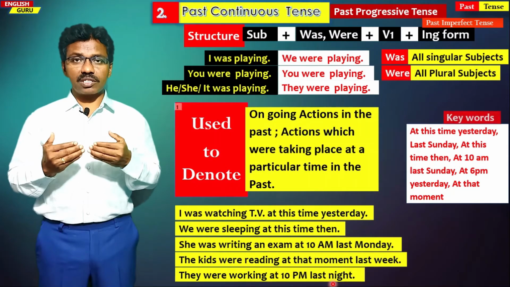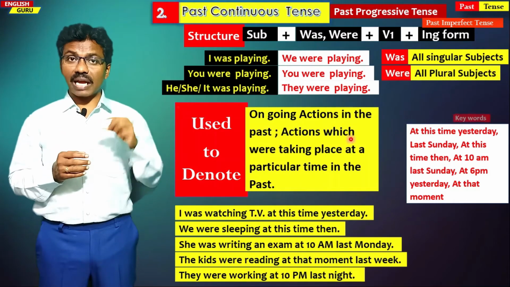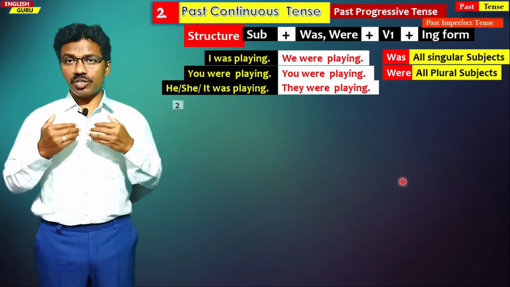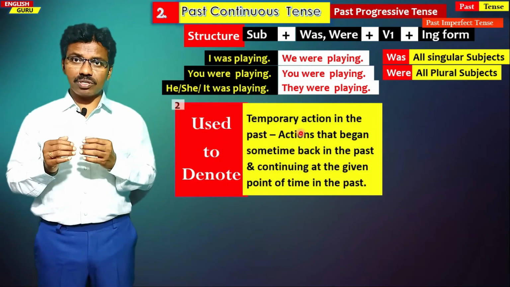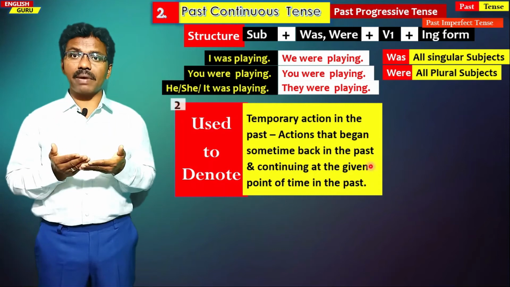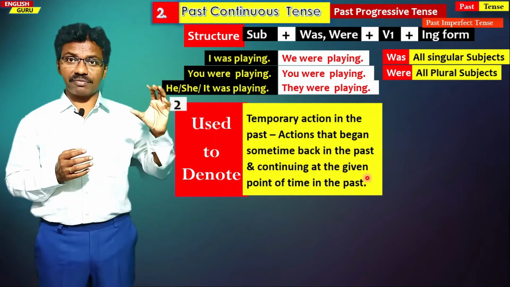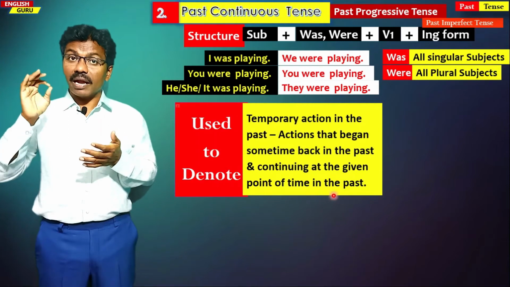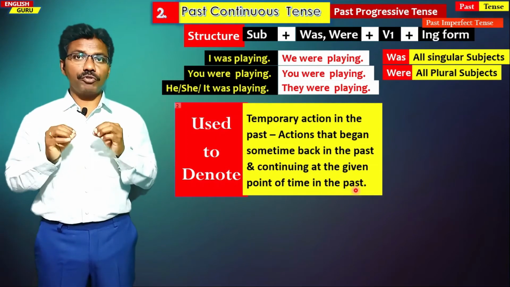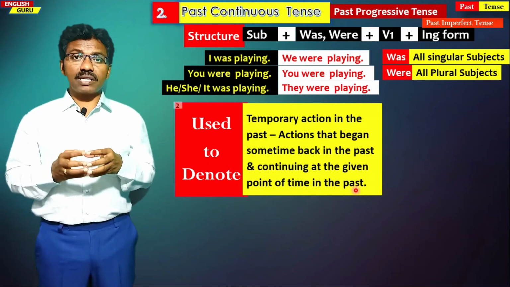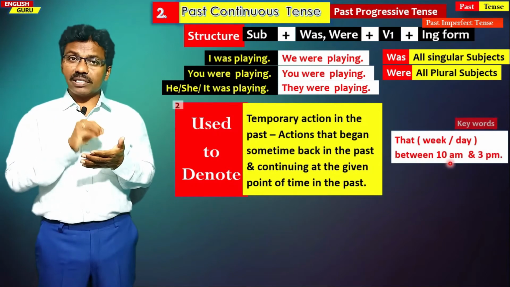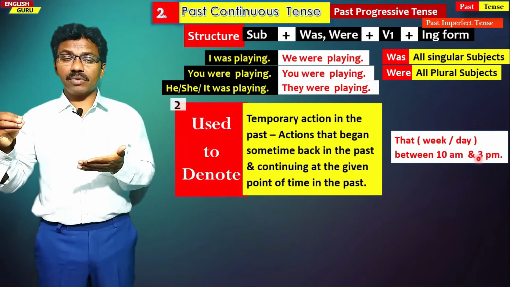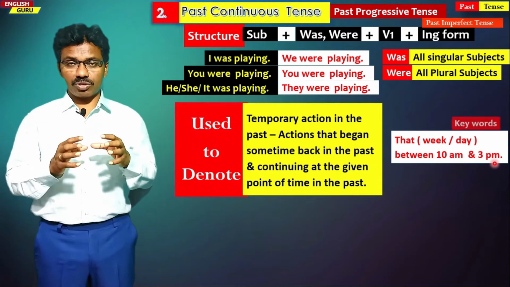So past continuous tense is used to talk about all these kind of activities which were happening sometime in the past. And there is one more use of past continuous tense. So past continuous tense is used to talk about temporary actions in the past and actions that began sometime back in the past and continuing at the given point of time in the past. So they began at some time in the past and continued up to some time in the past at a given time. So for such kind of situations we use past continuous tense. And there are certain keywords like that week, that day, between 10 a.m. and 11 a.m., between 8 a.m. and 3 p.m. So such kind of keywords are used in past continuous tense, and let us try to see them in examples.